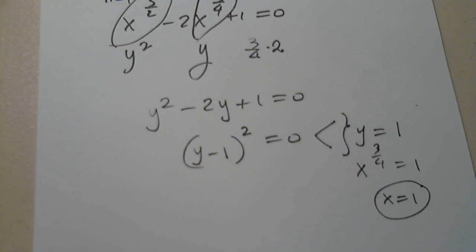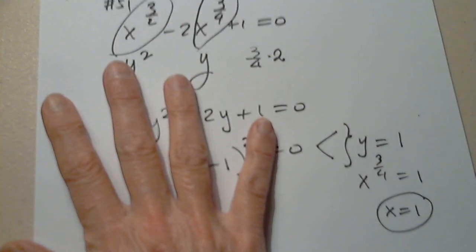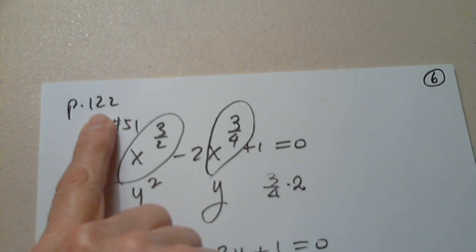Okay. Again, if we want rationals, they're on page 122.